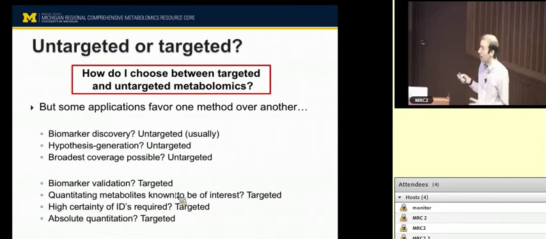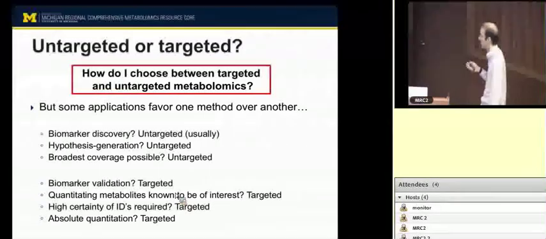Now, if you were doing biomarker validation, if you had a candidate that you wanted to study, and you wanted to make sure that this was really significant, then you might choose to do a targeted workflow. If you wanted to quantitate metabolites very exactingly, targeted would be a good way to go. If you need a high certainty of your identities of all metabolites that you're studying, targeted would probably be a way to go. And if you need absolute quantitation, you're pretty much going to be locked into some sort of a targeted workflow.